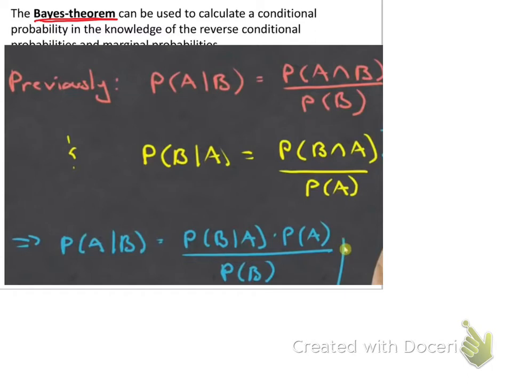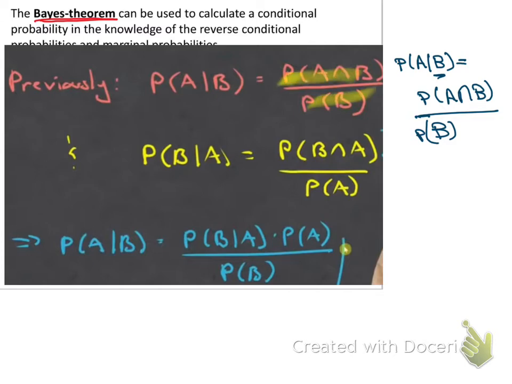If you remember in the previous video, we talked about conditional probability, and we said that the probability of A given B equals the probability of A intersect B divided by the probability of the last one, which is B. So this is the probability which we took in the previous slide.